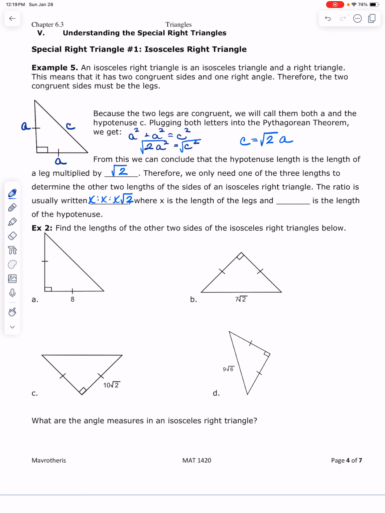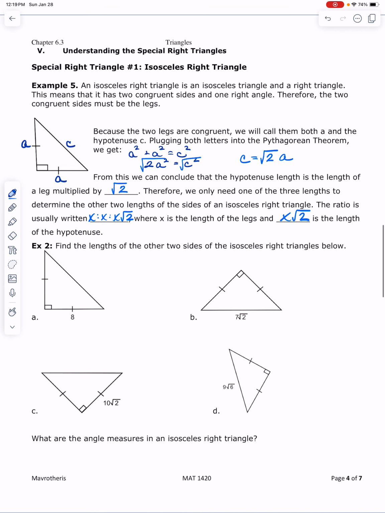Notice here I'm putting the number part after the variable. It's really easy if we write square root of 2 times x to make it look like that x is underneath the radical, but it's not. Okay, x is the length of the legs, x square root of 2 is the length of the hypotenuse. So we have some examples with isosceles right triangles. If you feel like you got a handle on this, this is a great place to pause, or after I go through the first example, give it a shot and then come back and compare.